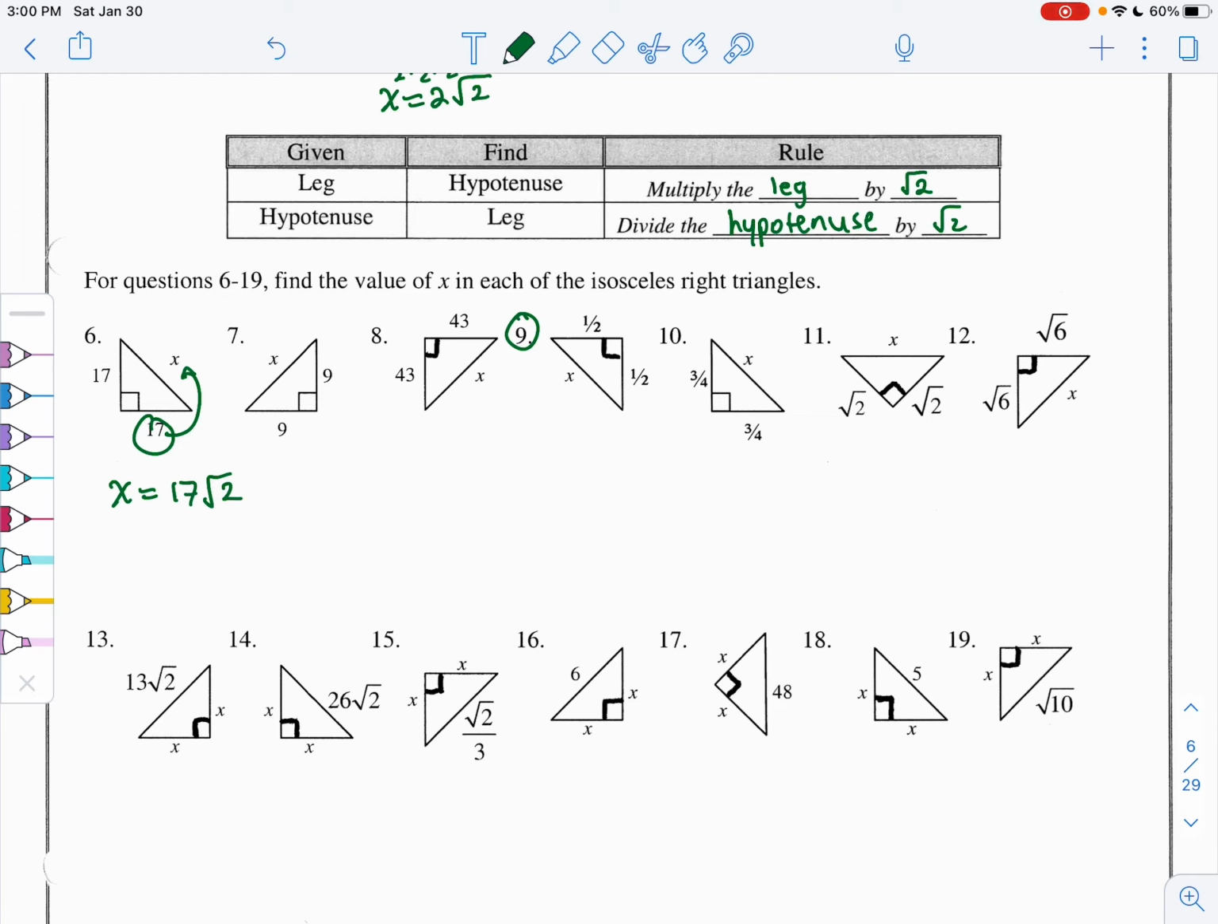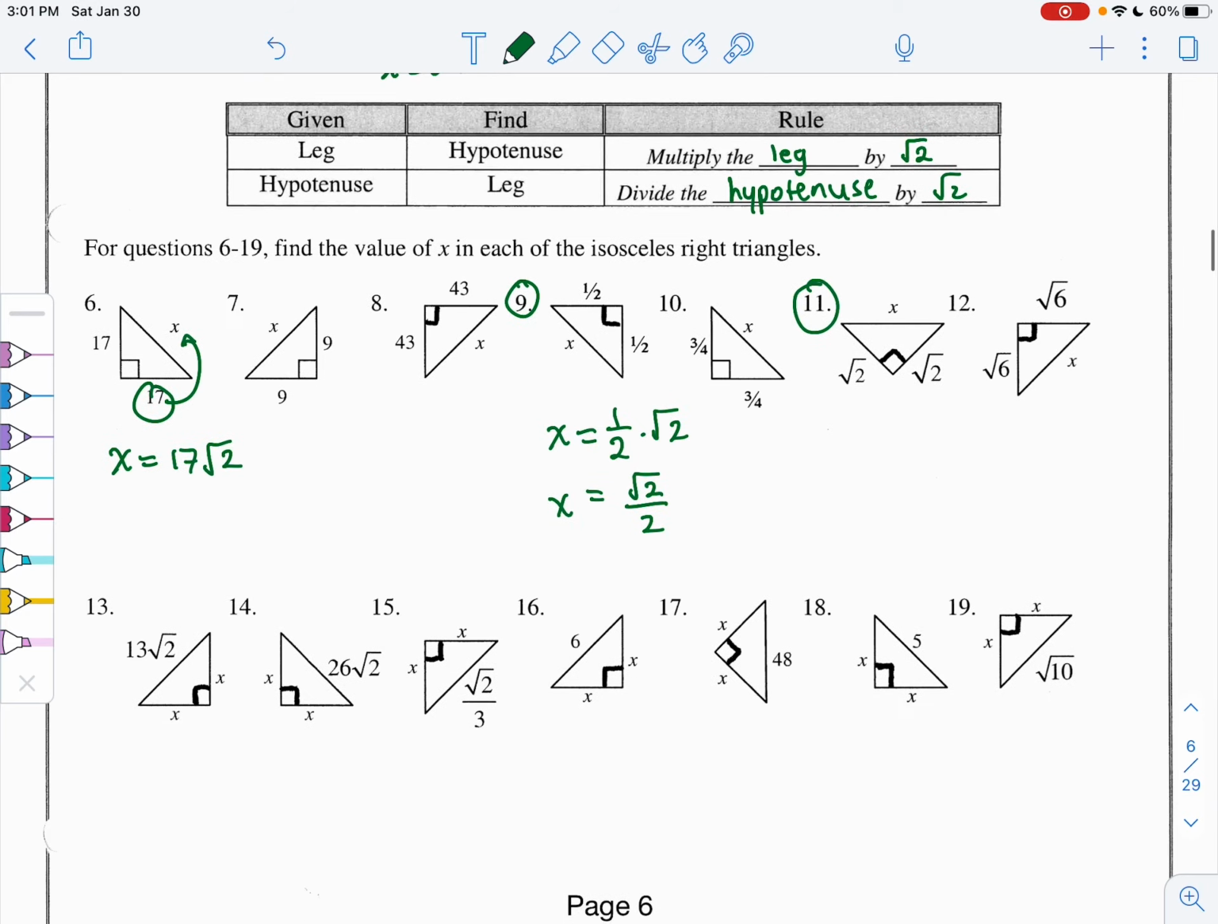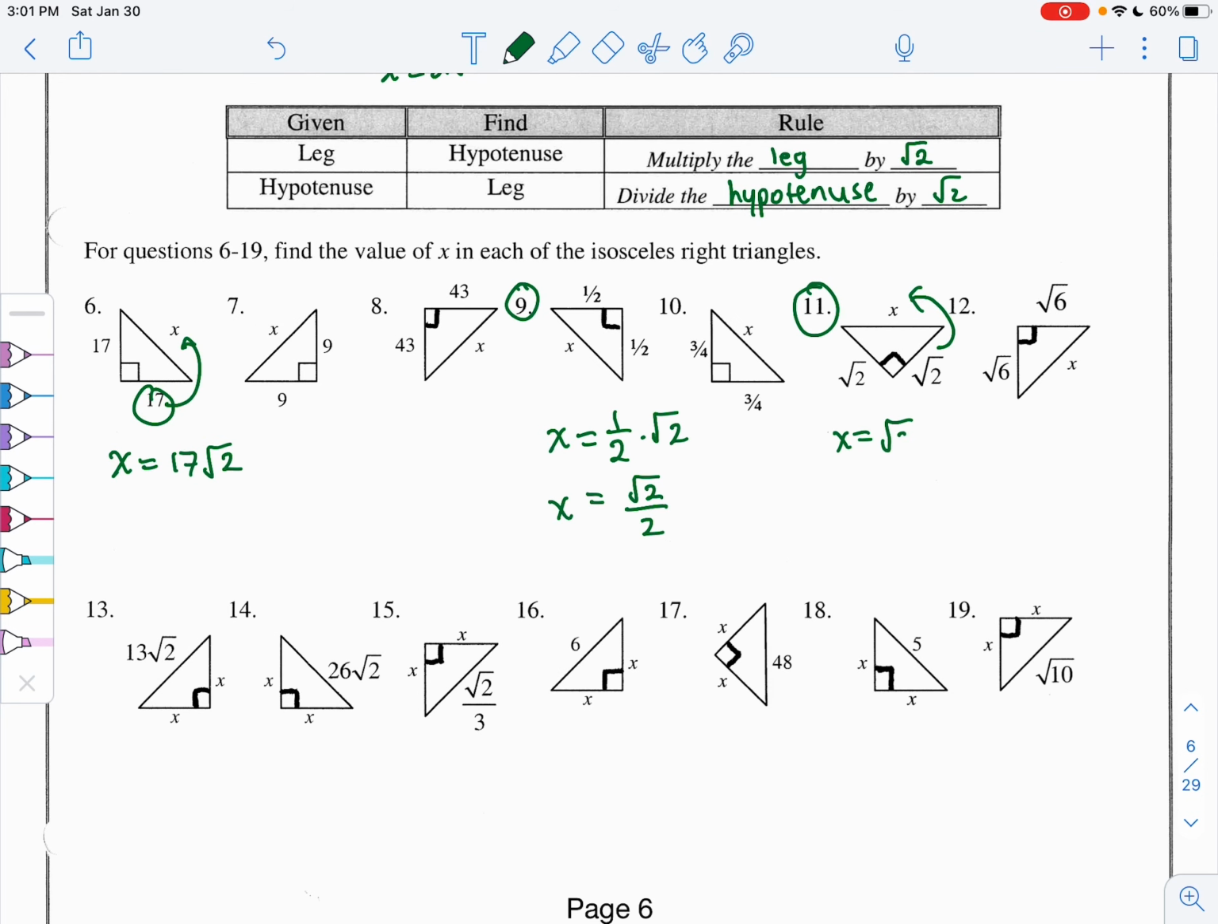Okay, we should have gotten that. To get from the leg to the hypotenuse, we take 1/2 times radical 2. Oftentimes we rewrite that as radical 2 over 2. So that is the hypotenuse value. And let's see number 11. Sometimes it gets tricky because we're looking at it and thinking, okay, maybe we divide by radical 2, but just keep in mind we're going from the leg to the hypotenuse. So if we're getting bigger, then we want to multiply. So in this case, the hypotenuse equals the leg times radical 2. Radical 2 times radical 2 is radical 4, or in other words, just 2.